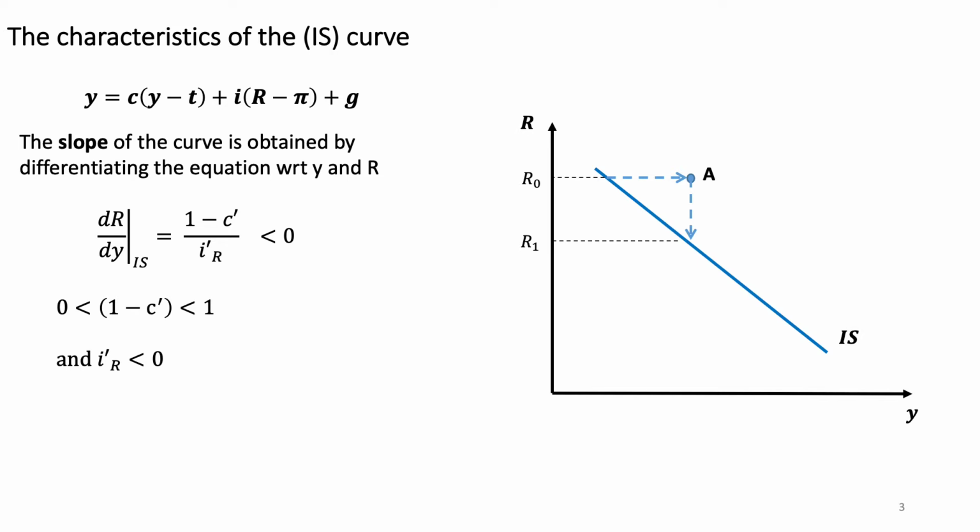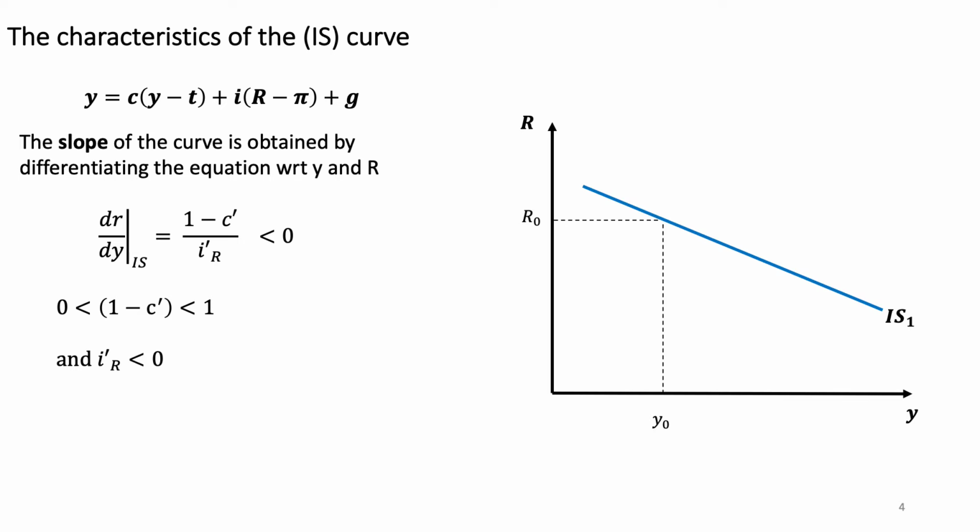We can do the same reasoning, but instead of starting with an increase in y, we can start with an increase in R, the interest rate. So we're now at point B. If R increases, investment decreases. So to come back to the equilibrium, if investment decreased, we need savings to also decrease to have the equilibrium between investment and savings. For this to happen, the income must decrease.